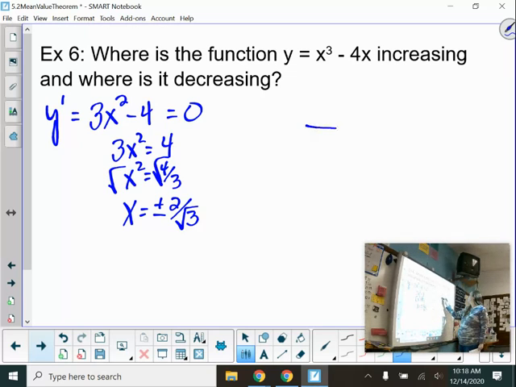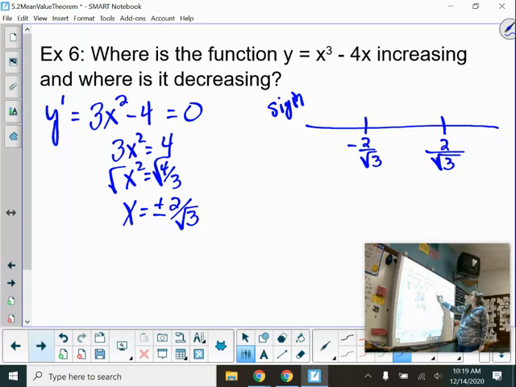So now I'm going to set up a number line to figure out what's going on here. There's negative 2 over the square root of 3 and 2 over the square root of 3. And I want to know the sign of y prime. So I'm going to pick some values that are in between these, and I'm going to plug them into the derivative and figure out what the sign of the first derivative is. Now, in between them is 0.